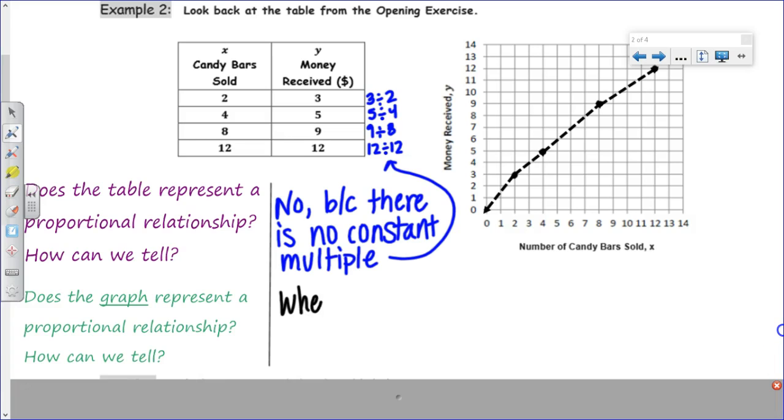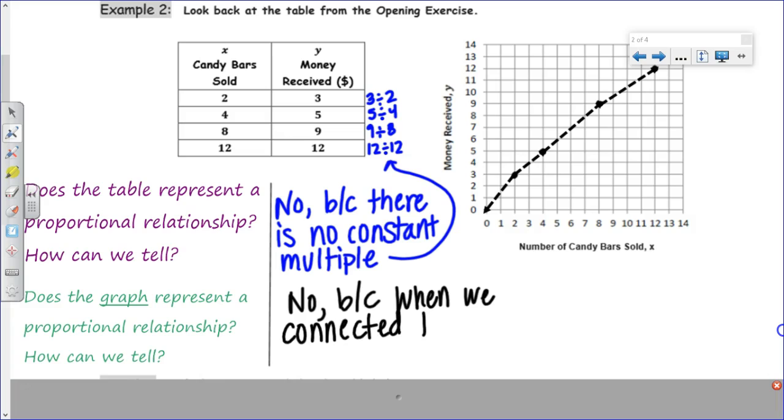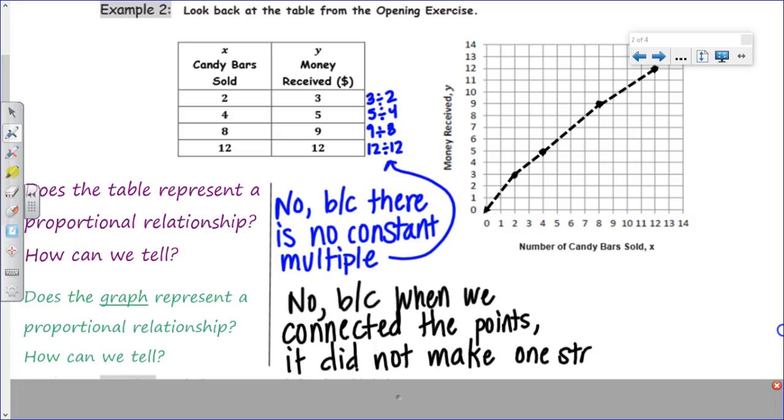When we connected the points, sorry, let's go ahead and put the word no, because it does ask us, is it a proportional relationship? So no, because when we connected the points, it did not make one straight line. Oops, sorry about that. Let me clean this up for you.